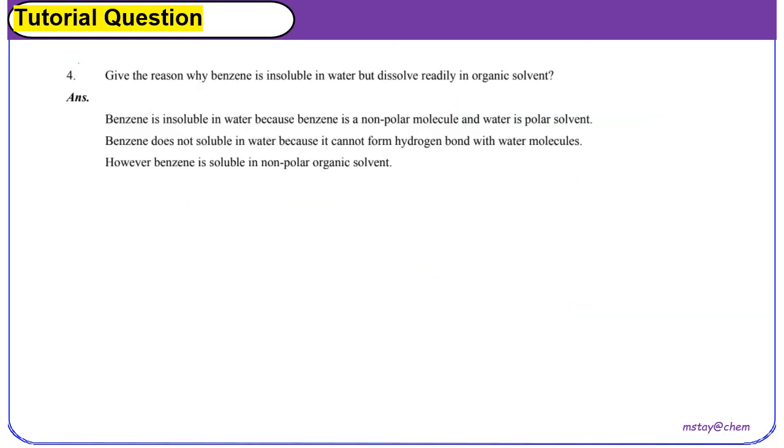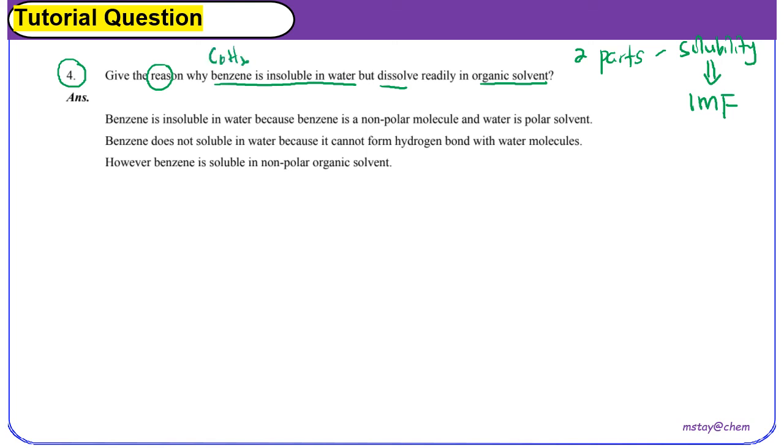Next tutorial question, question number 4. Give the reason why benzene is insoluble in water but dissolves readily in organic solvent. So in this question, we have 2 parts. Basically we know it is related to the solubility. As we know, for solubility, we need to relate it with the intermolecular force. So benzene with the formula C6H6, we know it is a non-polar molecule, while water is a polar molecule.